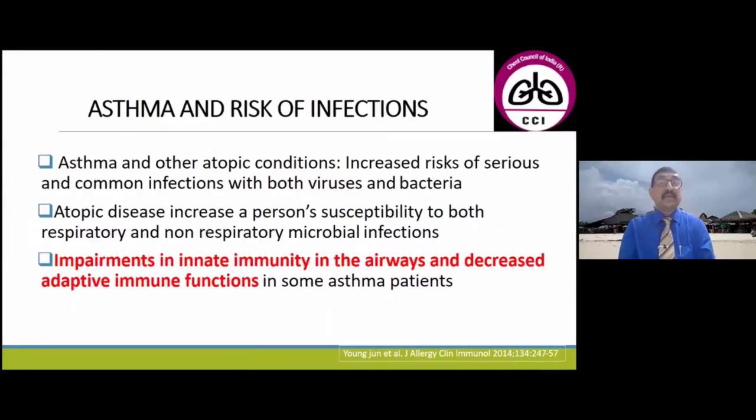Now coming to asthma. What is asthma and the risk of infection? In asthma and other atopic conditions, there is an increased risk of serious and common infections with both viruses and bacteria. There are impairments in innate immunity in the airways, and a decrease in adaptive immune functions in some asthma patients. Asthma patients are very prone to secondary infection. When there is a secondary infection, there is an exacerbation, and the patient comes back to the hospital.